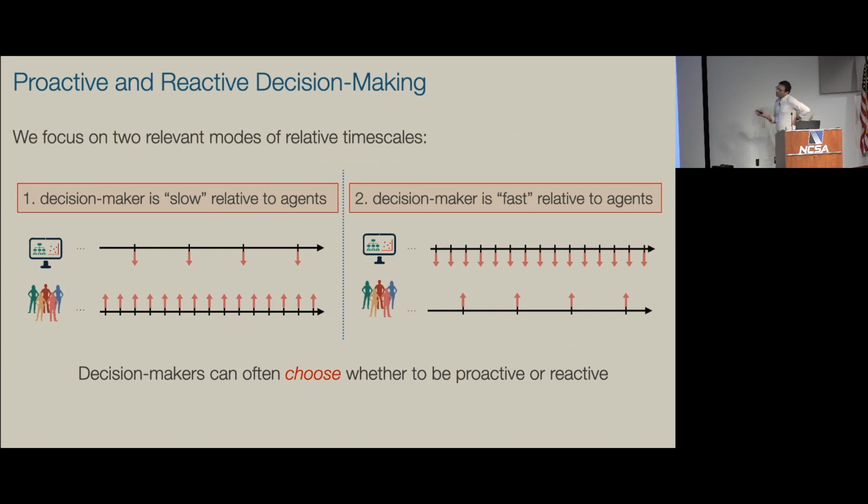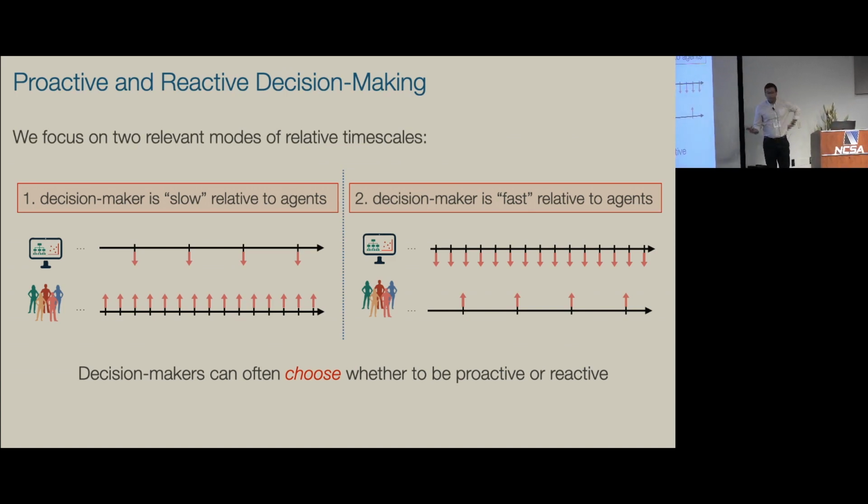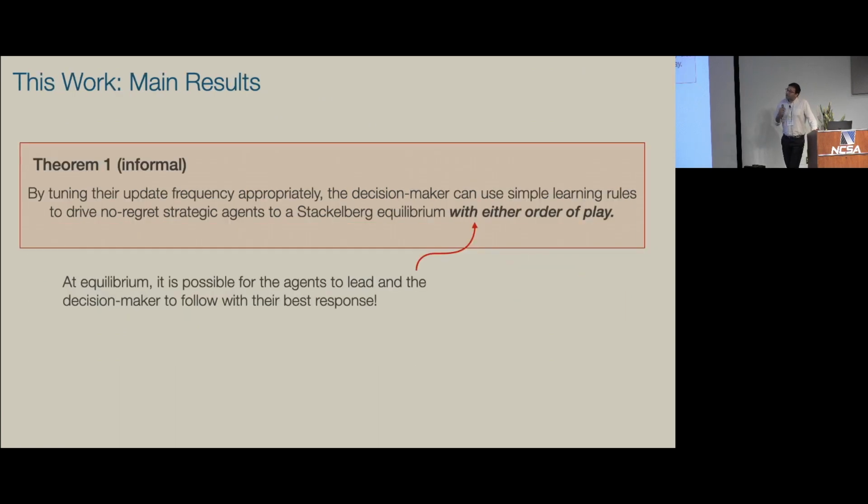And something that's pretty interesting is if you're YouTube or Uber or something like this, you can actually choose which of these scenarios to be in. You could learn very slowly or learn really quickly. So you could really choose which of these scenarios to be in. And what's interesting is just by tuning how fast you're learning, so by tuning your update frequency, the decision maker can combine that with really simple algorithms and learn to drive no-regret strategic agents to a stackelberg equilibrium with either order of play. So in particular, at equilibrium, it's actually possible for the agents to lead and the decision maker to follow with their best response, simply by tuning your update frequency.